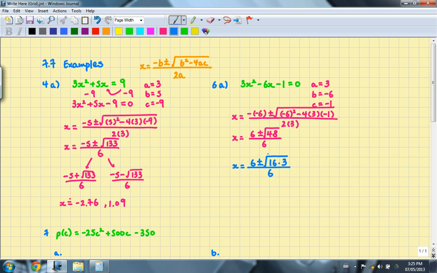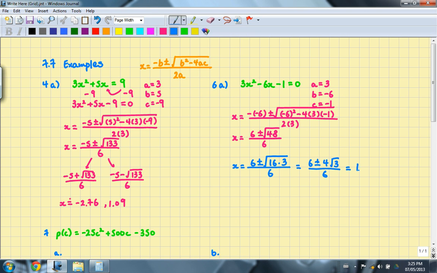Okay. The square root of 16 is going to be 4. So if you simplify the radical, you get 6 plus or minus 4 root 3 all over 6, which can be split into 2 parts. The first part will be, actually, before we even do that, it can be simplified further.